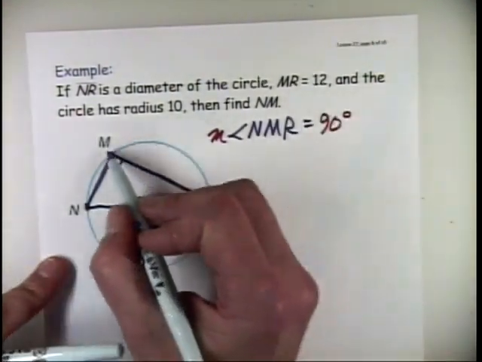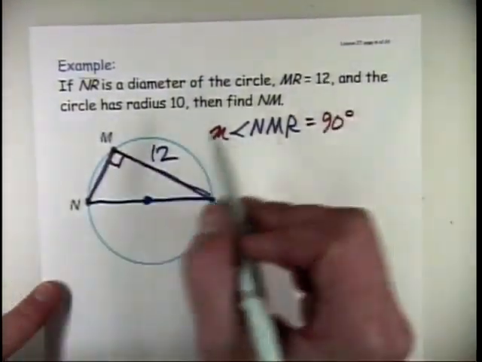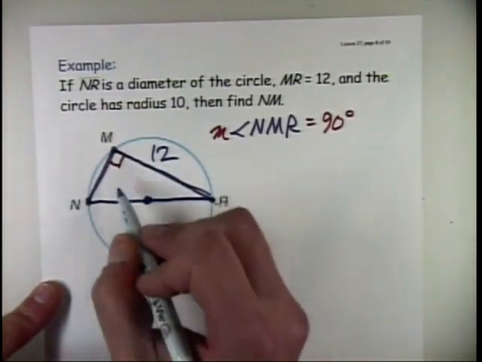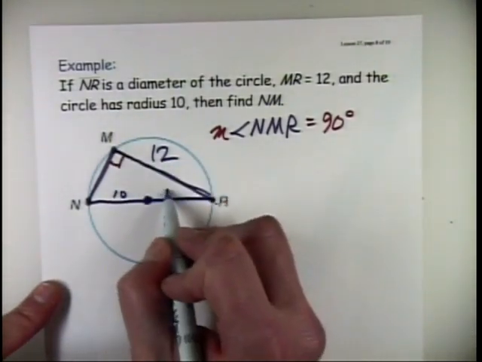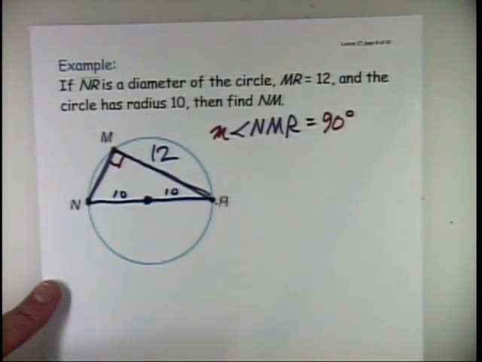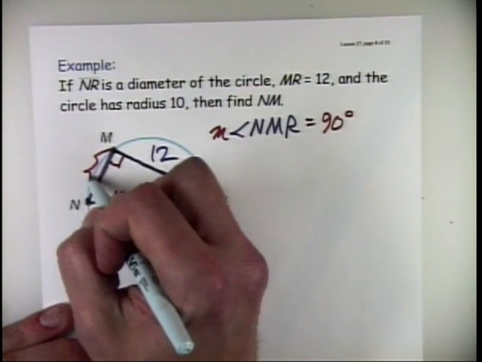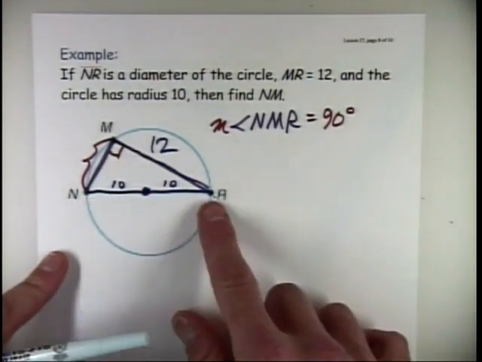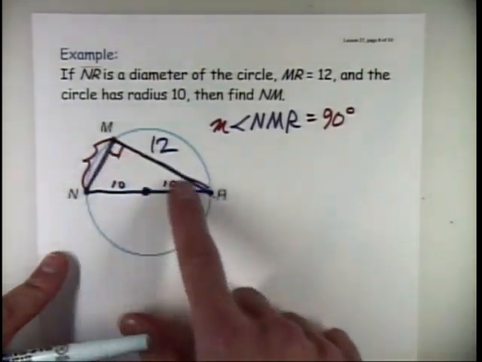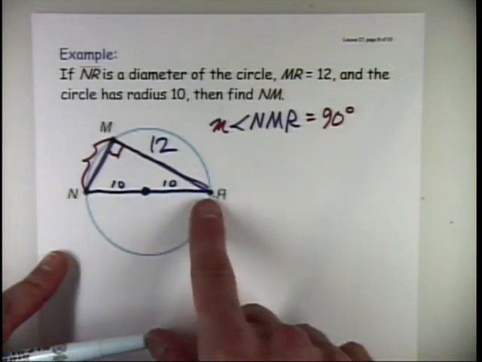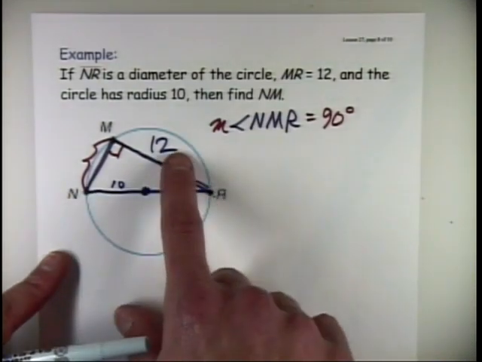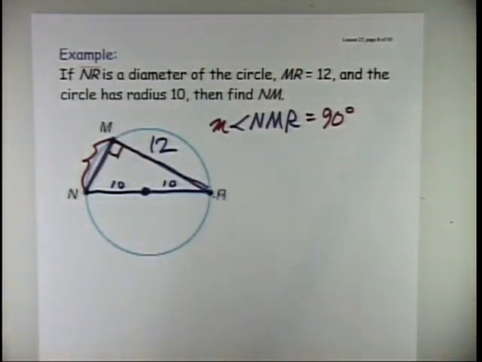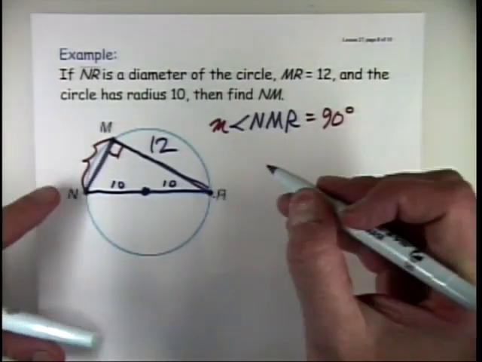So let's read the question now. We know that MR right here is 12 and the circle has a radius of 10, which means this distance is 10 and this distance is 10 on either side of the circle. We want to find the measure of segment NM. You're probably already at home jumping up and down because you know which theorem we're going to use. The right angle in a semicircle also creates a right triangle whose diameter is the hypotenuse, and we know one of the short legs and we're trying to find the other short leg. So let's go ahead and set it up.